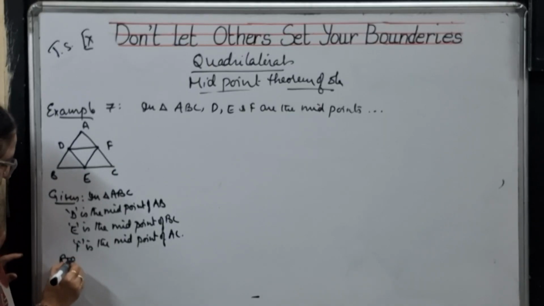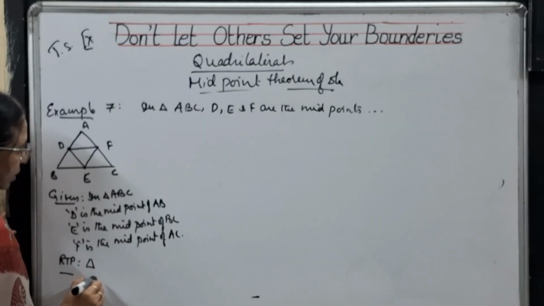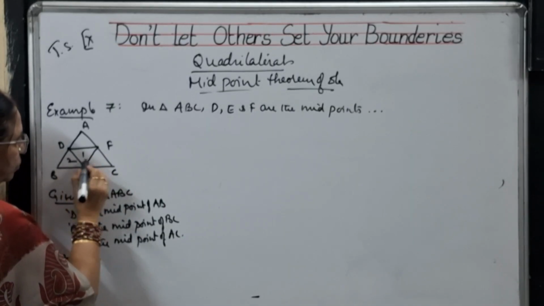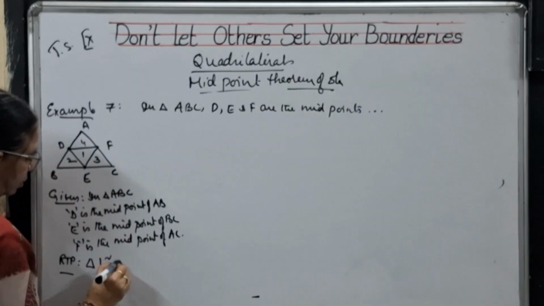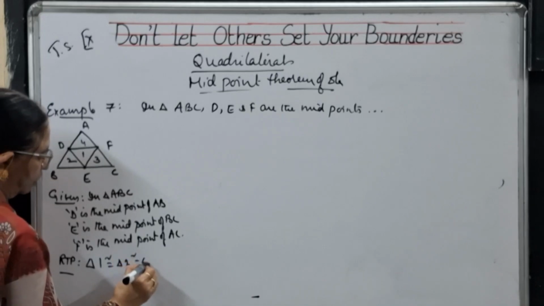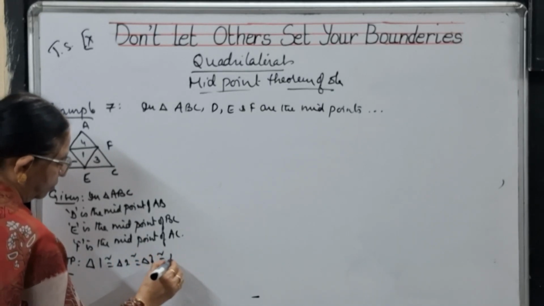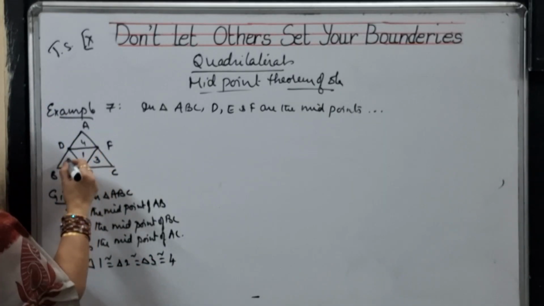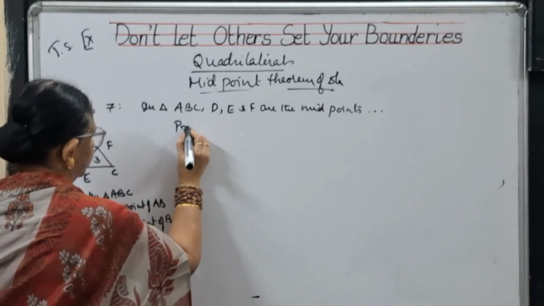What is RTP? You have to prove that, let me name the triangles as 1, 2, 3, 4, triangle 1 is congruent to triangle 2, is congruent to triangle 3, is congruent to triangle 4. We need to prove this. That is, this DEF is dividing the triangle into four congruent triangles. So, let us see the proof.